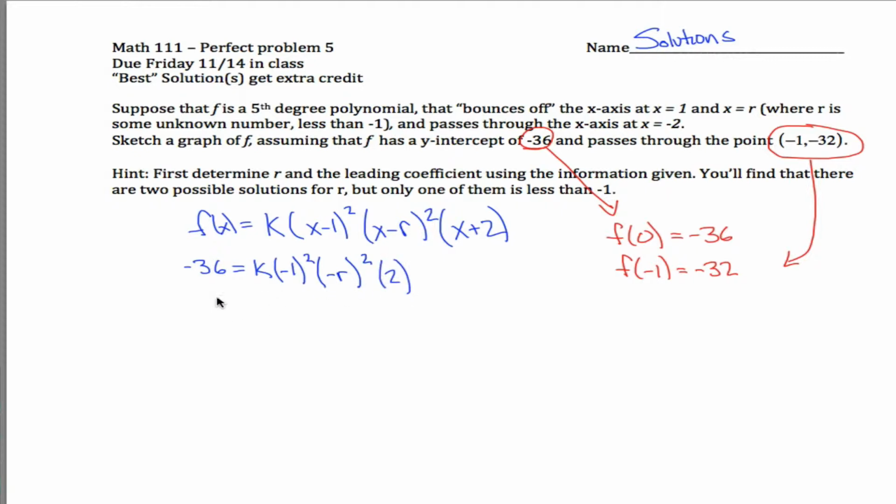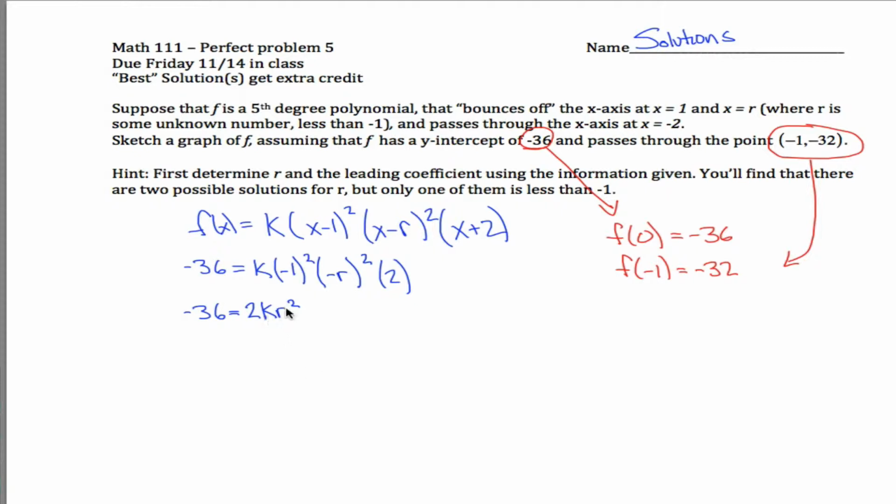If you clean things up a little bit, -36 is equal to 2 times k times r squared. Where'd those all come from? -1 squared is just +1. Oh, that's wrong, try that again. -1 squared is +1. -r squared I can think of as -1 times r, all being squared, and I can distribute that square down to each of these two factors. So -1 squared is +1, r squared is r squared, and I get k r squared. And then I still have this 2 here. So what I end up with is this thing right here.